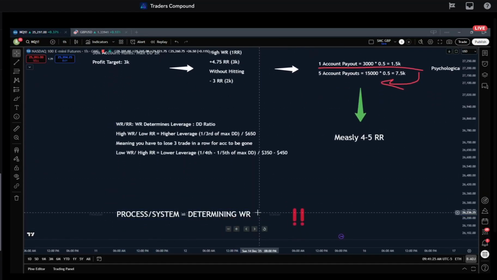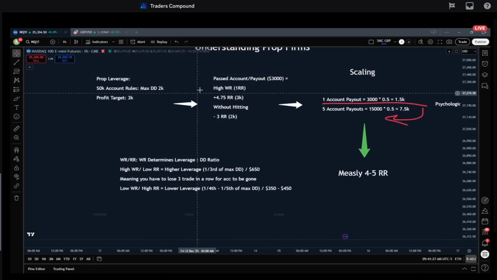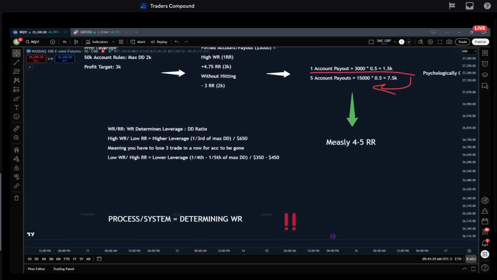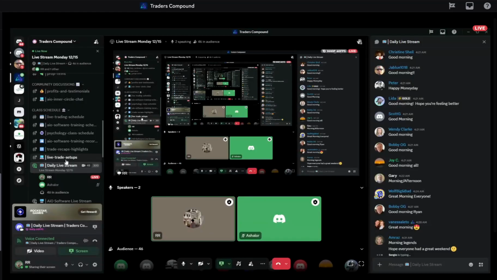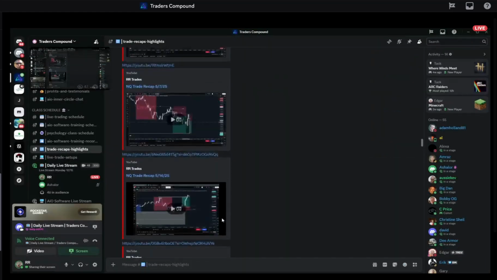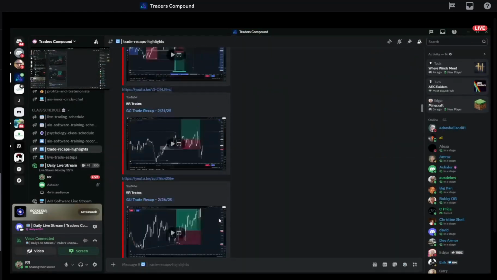How do I know how to size? How do I size based on win rate? I don't even have that. Well, let's take a look, right? Let me change my screen to live trade setups. You guys want to understand what data looks like and how we can understand that? Look at this section here. Look at the AIO indicator.